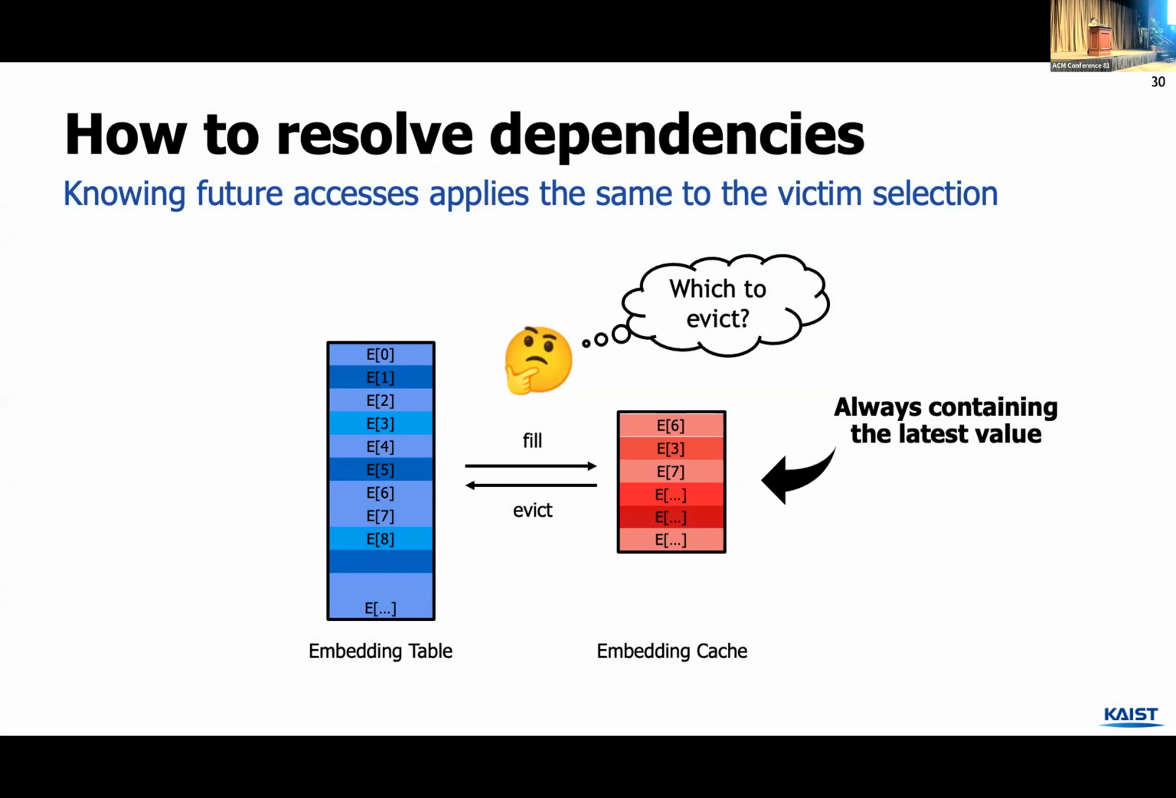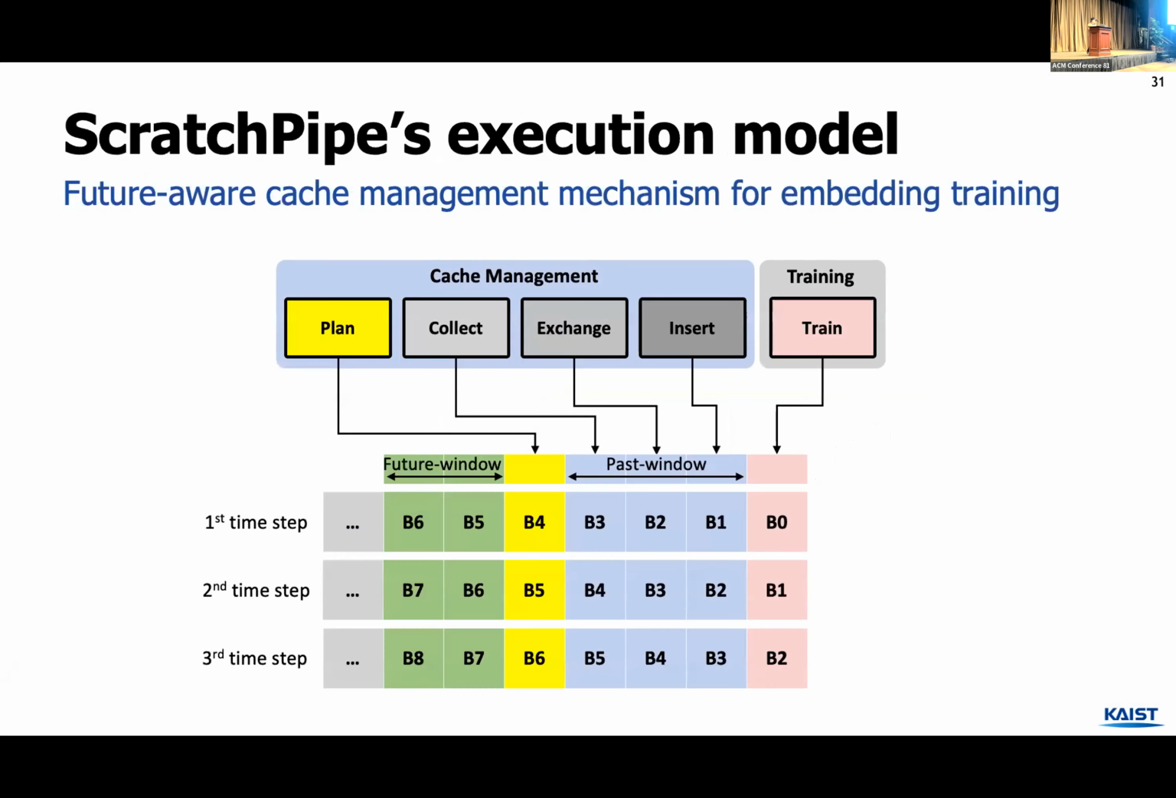The key to resolving these dependencies was to be aware that the GPU embedding caches always contain the latest values. So by not evicting the cache entries that will be accessed in the near future, it will guarantee that the GPU is always accessing the latest value. As we have future access information and freedom to choose victim entries, it is possible to implement this restriction in a replacement policy. To implement this idea, we replace the query stage of the Strawman architecture with a plan stage that employs a future access pattern aware prefetch and eviction algorithm that can resolve all the aforementioned data dependencies to ensure the functional correctness of pipelined recommendation training execution.